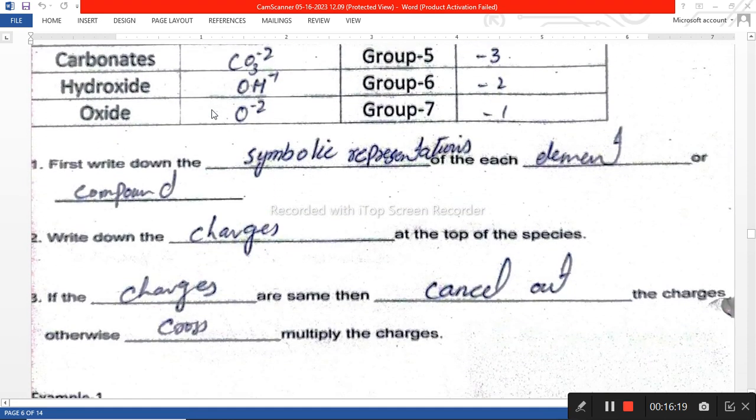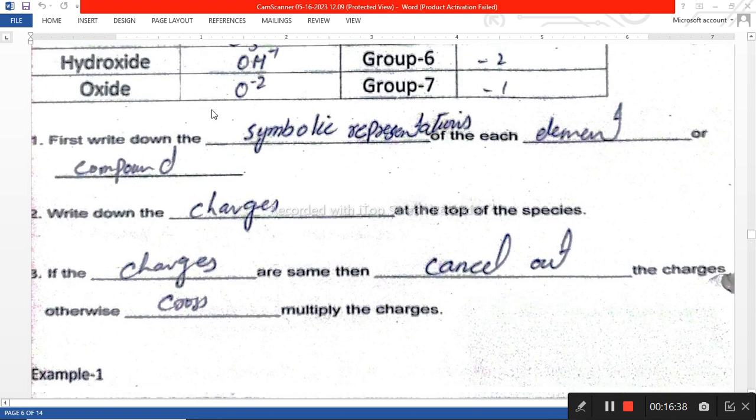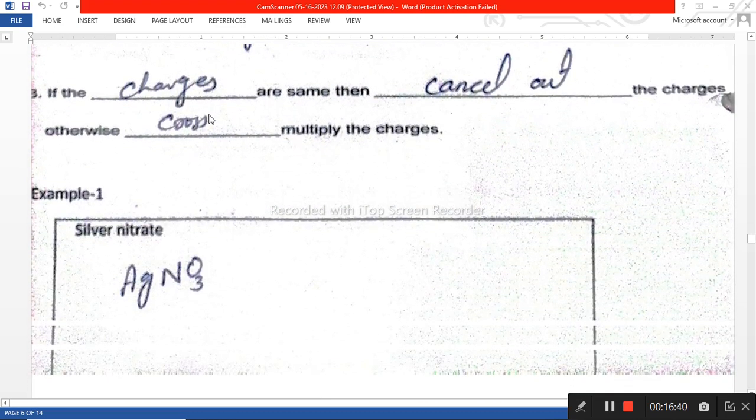To make a chemical formula, first write down the symbolic representations of each element or compound. Write down the charges at the top of the species. If the charges are the same, then cancel out the charges, otherwise cross multiply the charges. So let's do the examples.